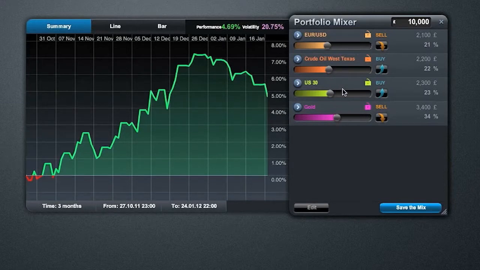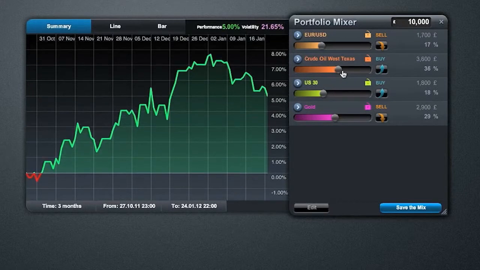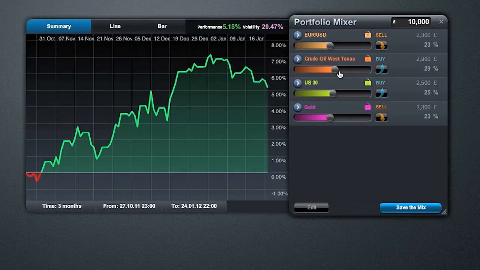And then that brings the other ones back down, and you may decide crude oil you want to increase up to 30% as well. It also gives an example of how you can change the mix and the volatility and the performance of your portfolio across asset classes.